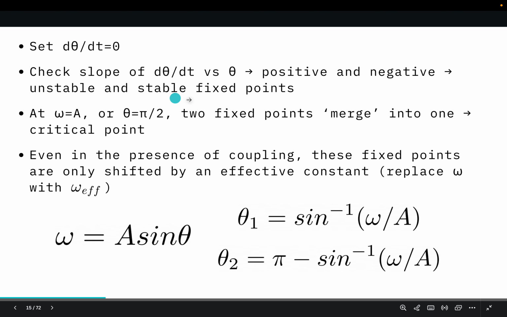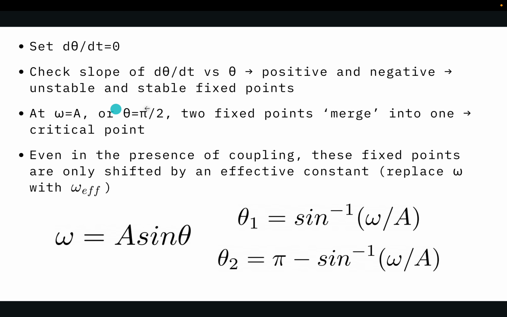That means we no longer have two fixed points. For omega less than a, we have two fixed points, but at omega equal to a, we have a single fixed point, which we call the critical point. Two fixed points merge into one. It's basically a bifurcation. And for omega greater than a, we have no fixed points. So before, you see two fixed points merge into one, and then that one fixed point also vanishes.